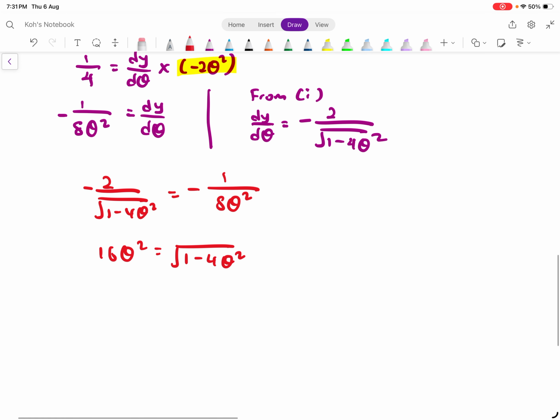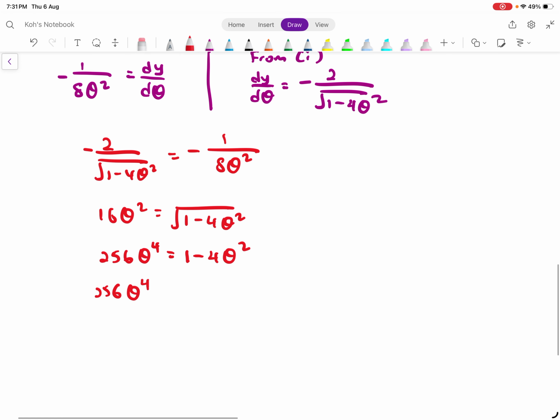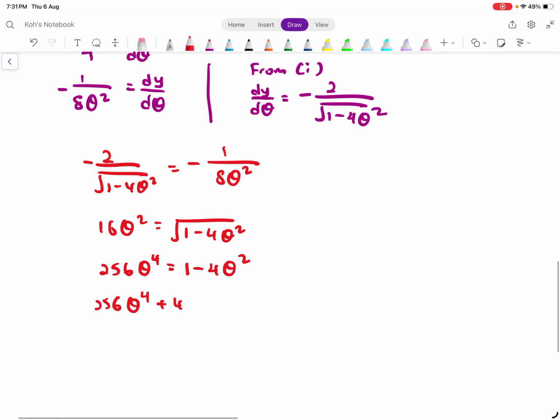Then I need to square both sides because I want to get rid of the square root. So 16 square, let me do the first one, 16 square is 256 theta to the power of 4. Then the right hand side will be just 1 minus 4 theta square. Then everything moves to the left hand side: 256 theta^4 plus 4 theta square minus 1 is equivalent to 0.